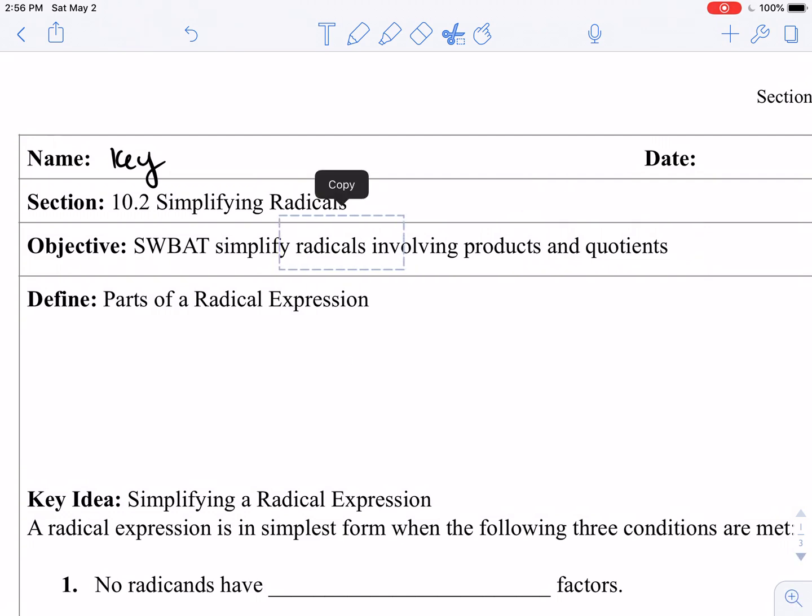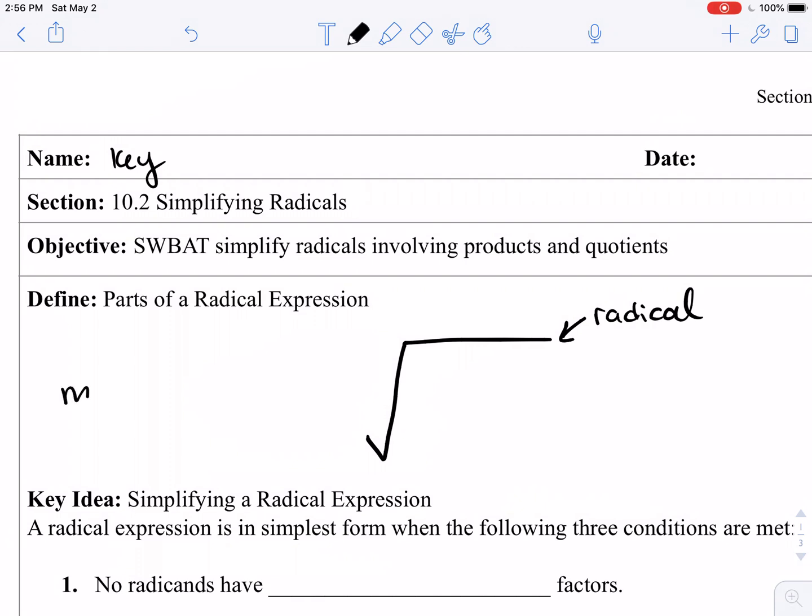Now I'll talk about radicals. Let's show you what the parts of a radical expression are. A radical expression is an expression involving a radical symbol. This guy right here, we call him the radical. And what a radical does is it will undo a square. For example, if I have some number like m squared, I take the radical of that, those will cancel out, and that gives me just m.